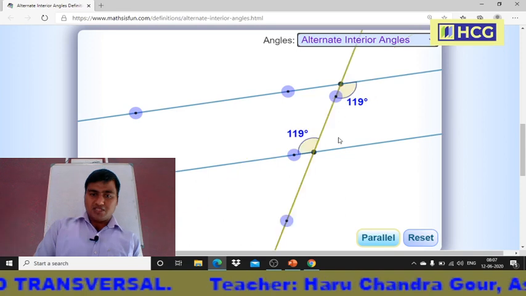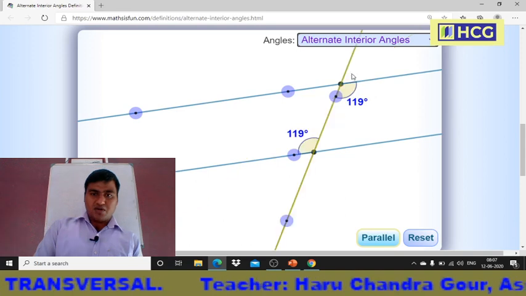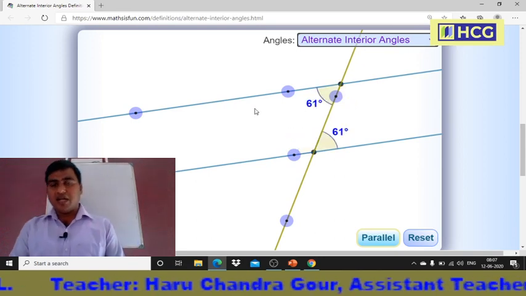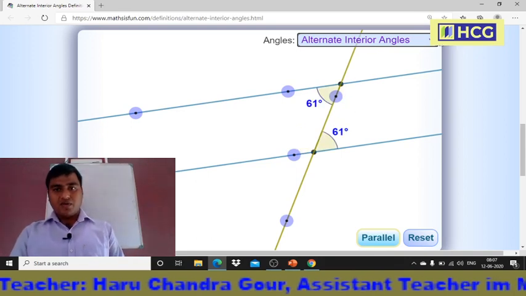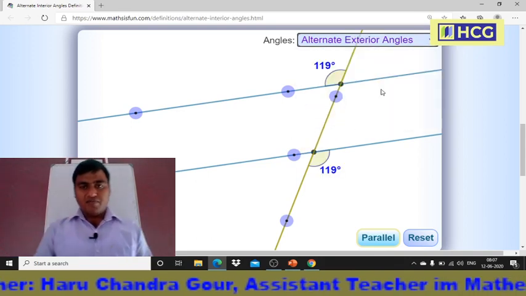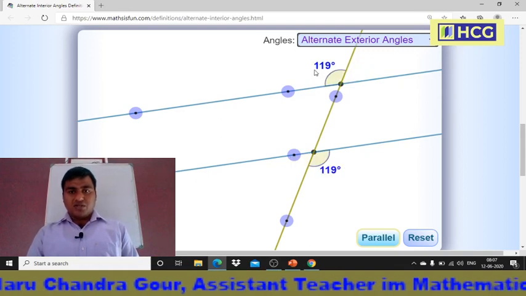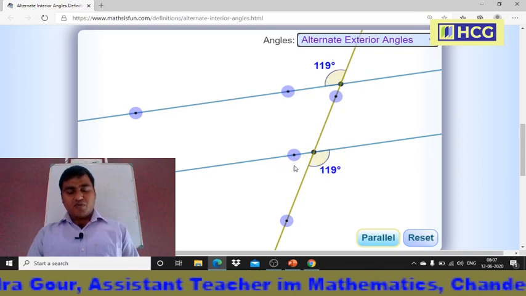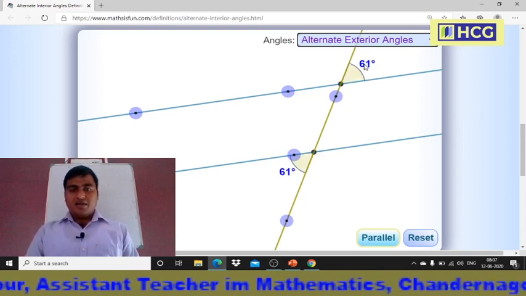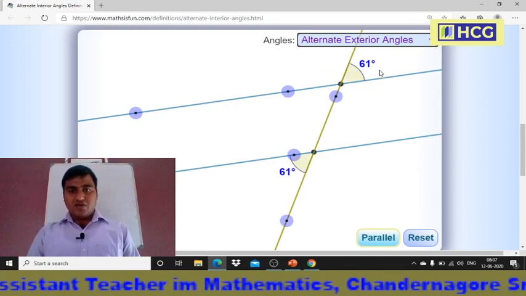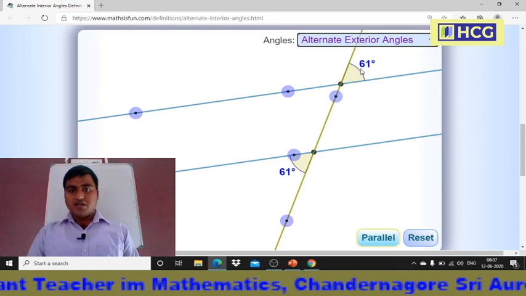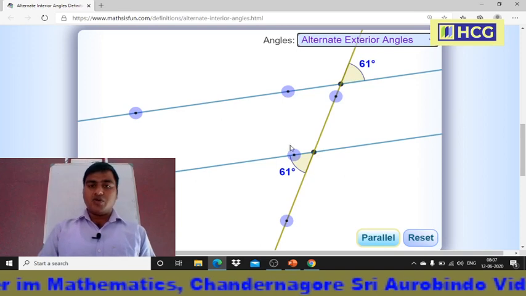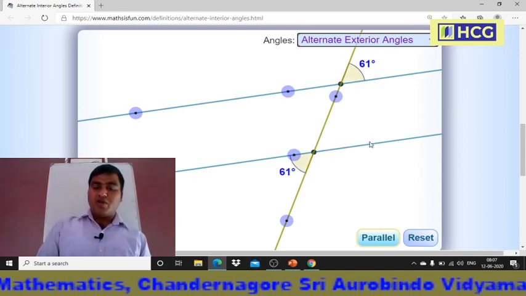Now we move the transversal. This is 61, 61, 119, 119. These are our alternate interior angles, and alternate interior angles are equal. Next, alternate exterior angles. These two angles are exterior and opposite to the transversal. This is 61, this is 61, this is 119, 119. And if two lines are parallel, alternate exterior angles are equal.